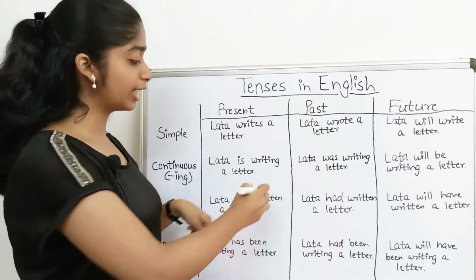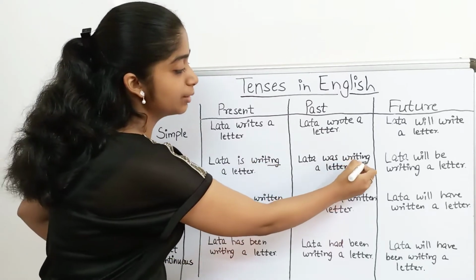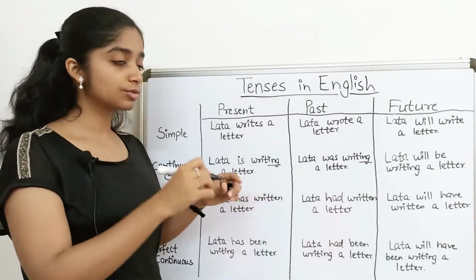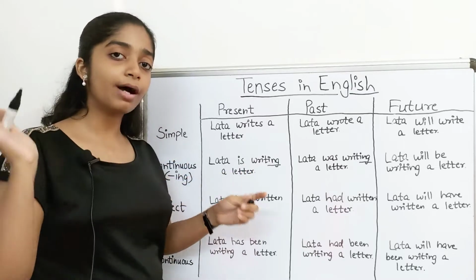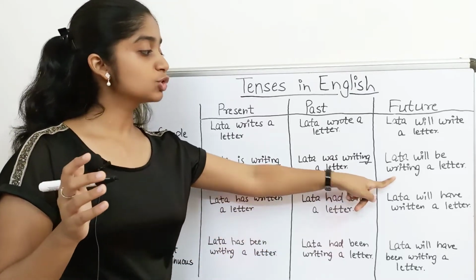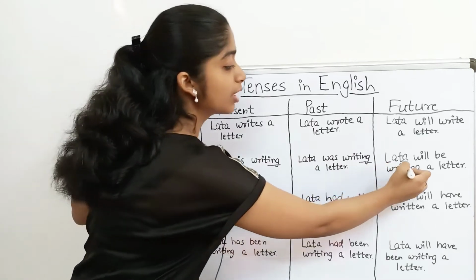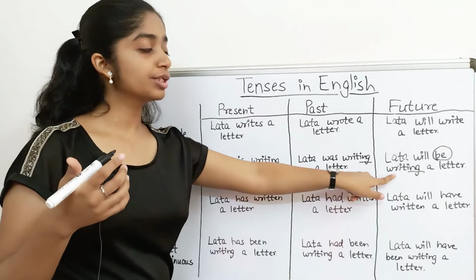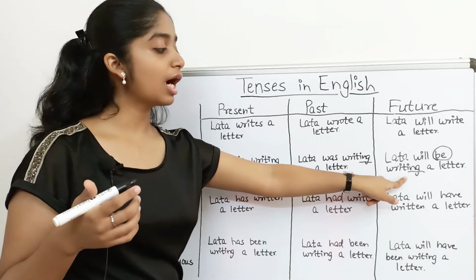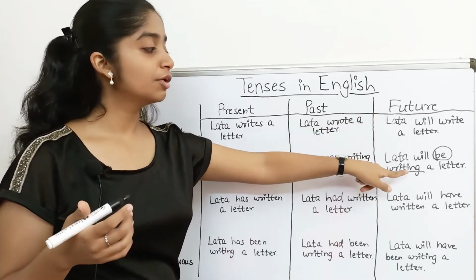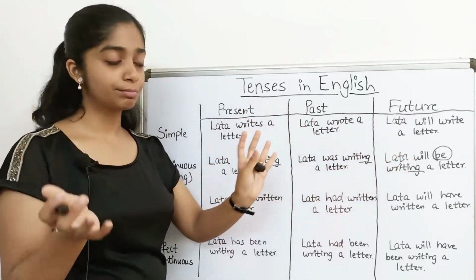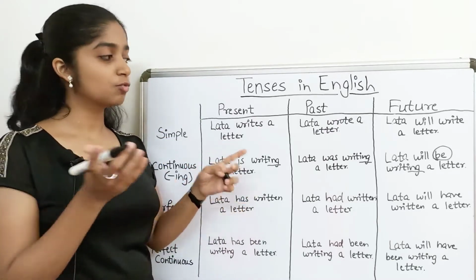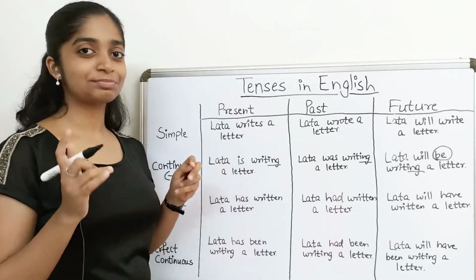Past continuous, again here look, we have ing in past continuous as well. Lata was writing a letter. This action was taking place in the past. And in future continuous, again ing, Lata will be writing a letter. This BE is an addition here, because whenever ing comes in the future tense, we will write BE before the ing word. Okay, and after the auxiliary verb, will or shall, whatever it might be.